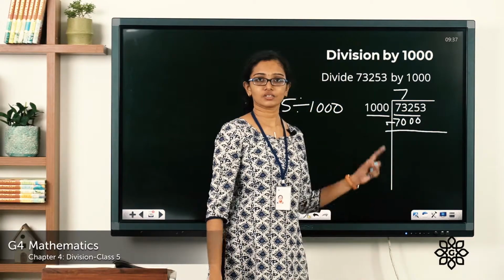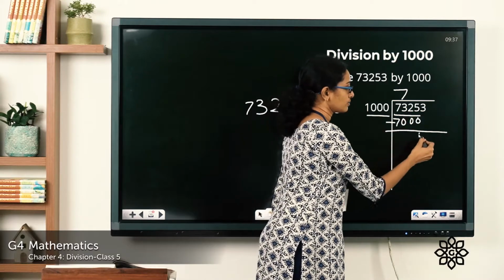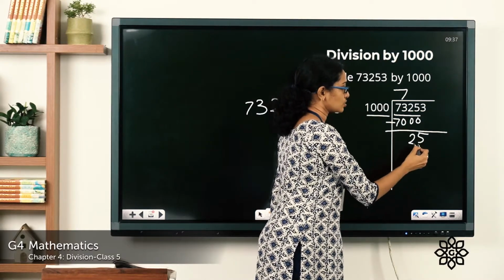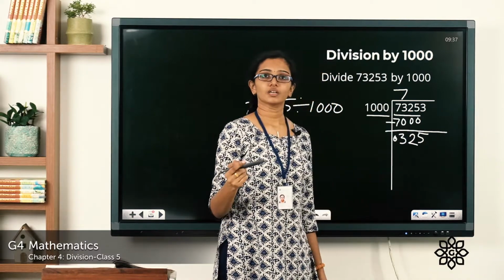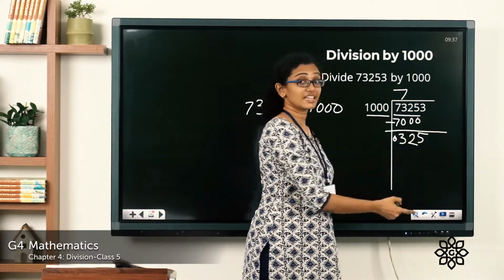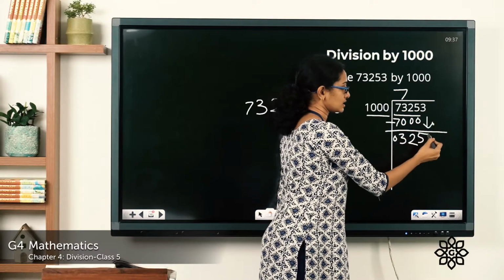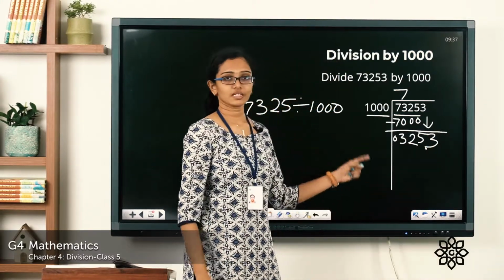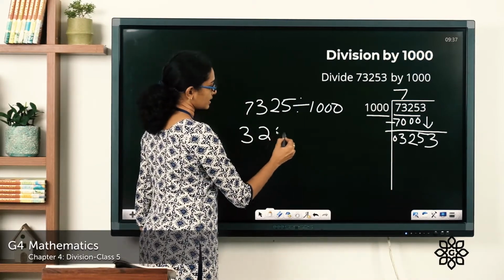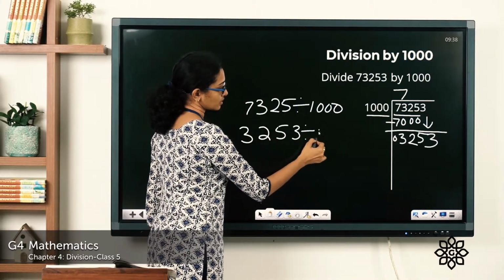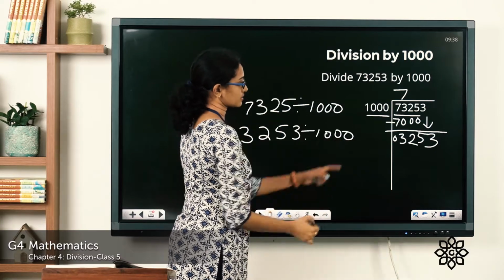Now 7 into 1000 gives you 7000. Now subtracting these two numbers gives us what? 5 minus 0, 5, 2 minus 0, 2, 3 minus 0, 3, and here 7 minus 7, 0. Now what is the next step? To bring down the next digit. So that gives us 3253. Now the next step is to divide 3253 with this 1000.